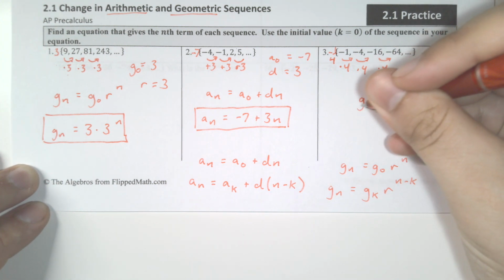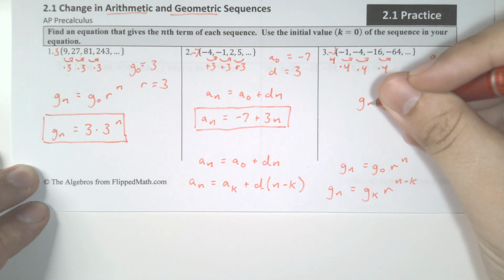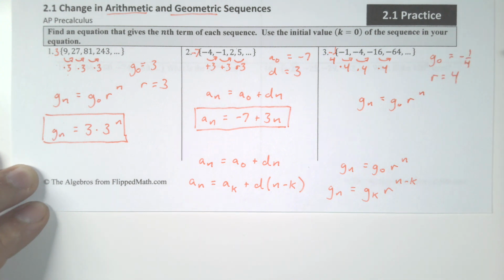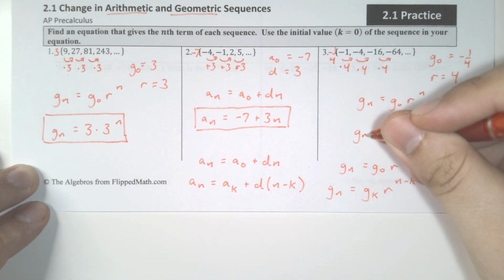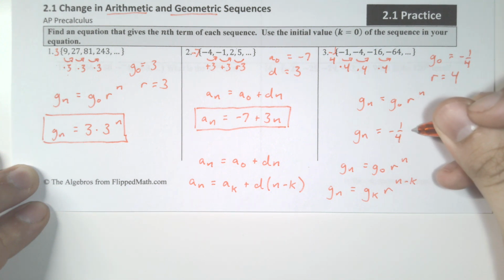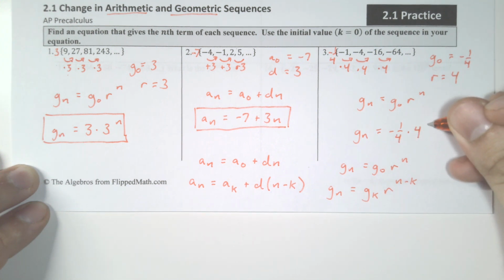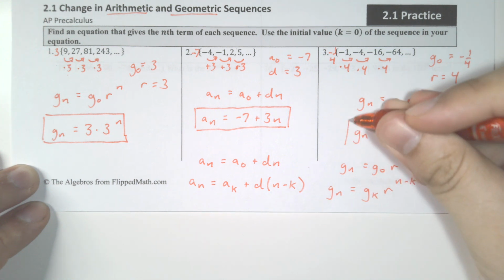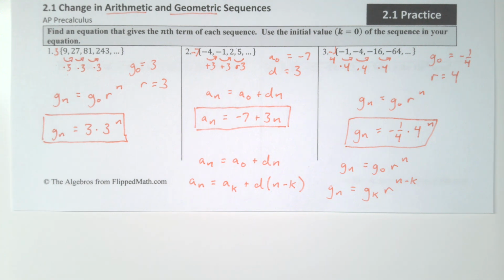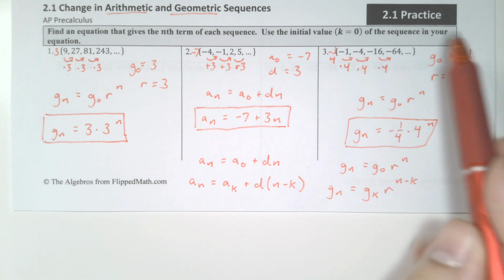And so, again, using that g sub n is equal to g sub 0 times r to the power of n, since we know what g sub 0 is and we know what r is, then we can just piece this together, and we have g sub n is equal to -1/4 times 4 to the power of n. And this is your final answer. This is our formula that gives every term subsequent to each of these.